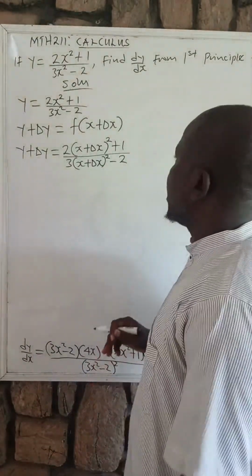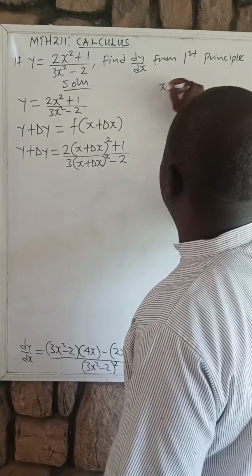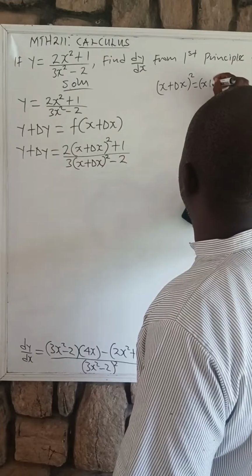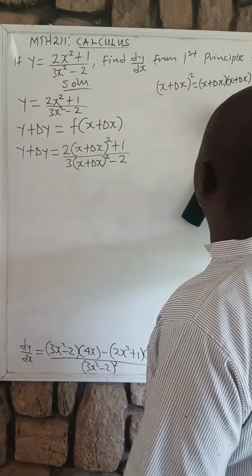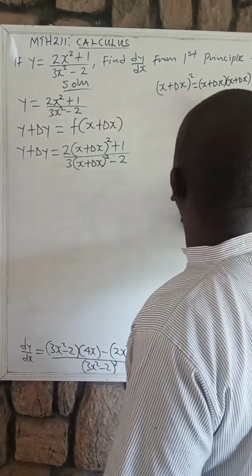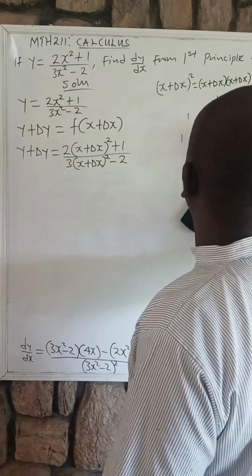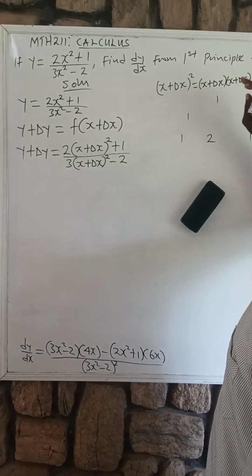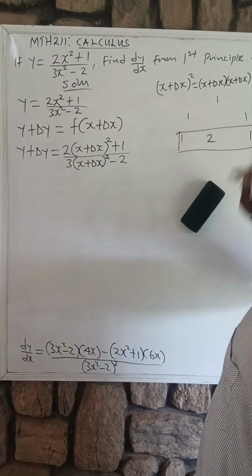Let's proceed further. Now we need to expand these brackets. Is that clear? We need to expand this bracket by using Pascal's triangle, because we know that x plus dx all squared is the same thing as x plus dx open bracket times x plus dx. But this will take us time. So what we need to do is prepare a Pascal triangle: 1, 1, 1, then 1 plus 1 is 2, 1. So it means it is raised to power 2. So we just need 1, 2, 1.